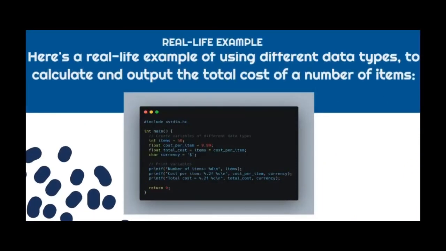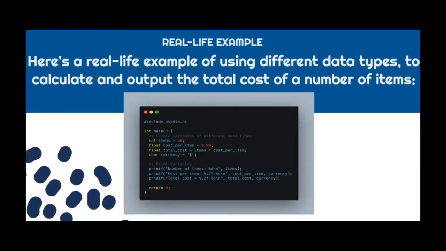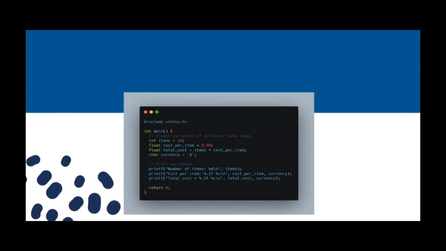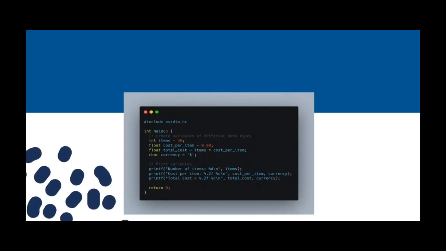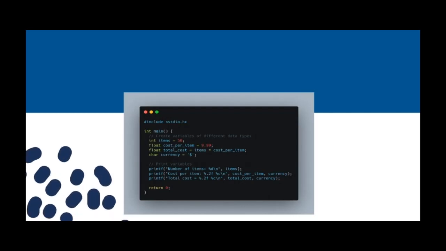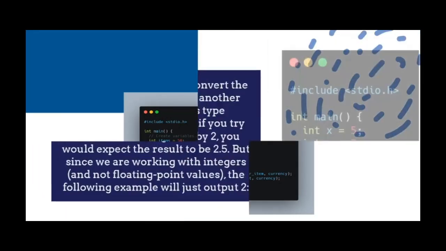Now let's take a real-life example. Here's a real-life example of using different data types to calculate and output the total cost of a number of items. First of all, I need to create variables of different data types, an integer, a decimal number, and a dollar character, and I need to use the float to calculate the total cost. And finally, we will print our variables to find the total.